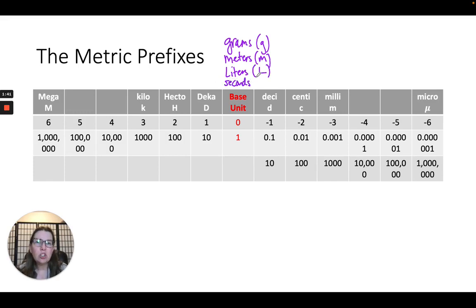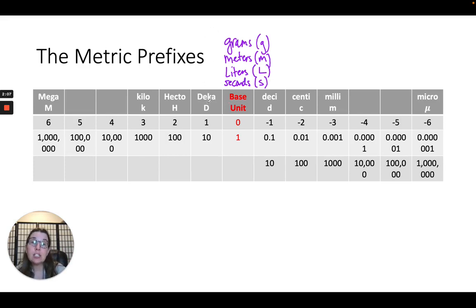So these are the major base units that we'll be using, and the cool thing is that any one of these prefixes can go with any one of these base units, and it works the same way. It's just that you would have a different base unit. So if you're measuring a mass, you'd use grams. If you're measuring a length, you'd use meters. If you're measuring a volume or how much space something takes up, you would use liters with an L. And if you're measuring time, then you'd do seconds.